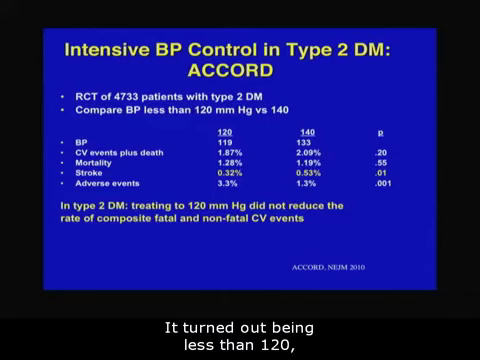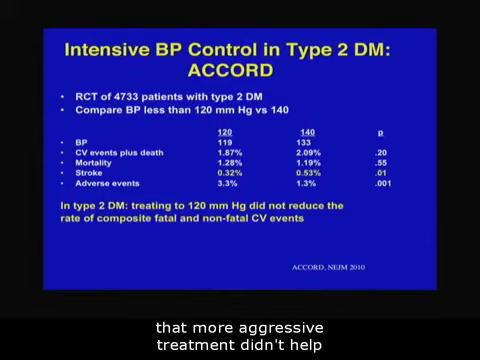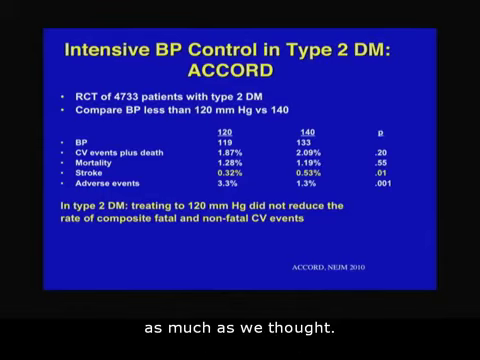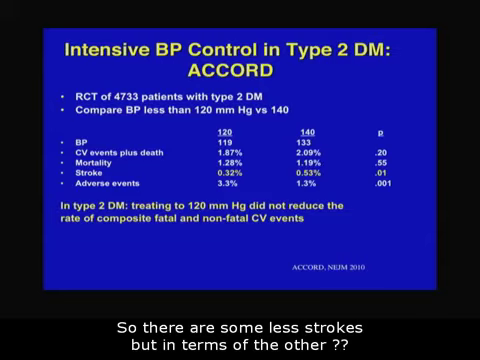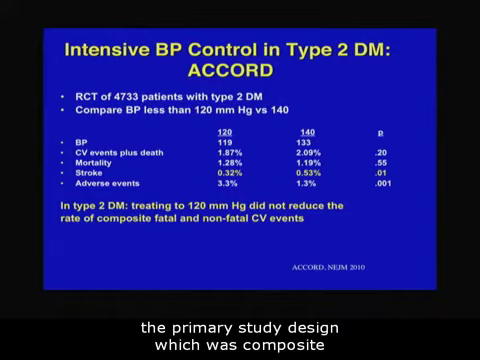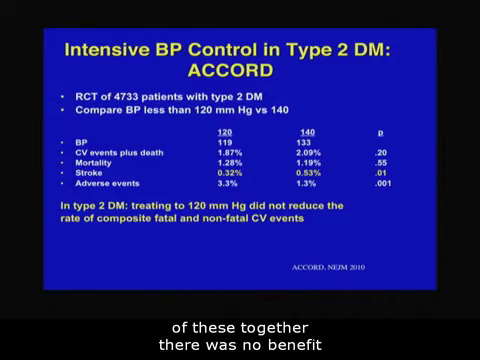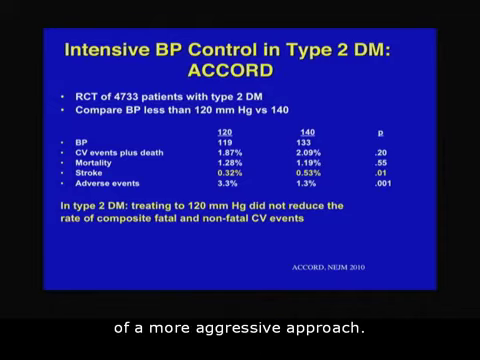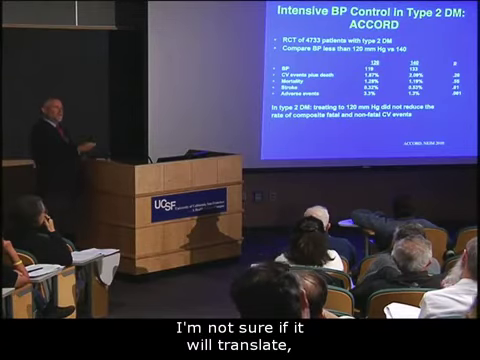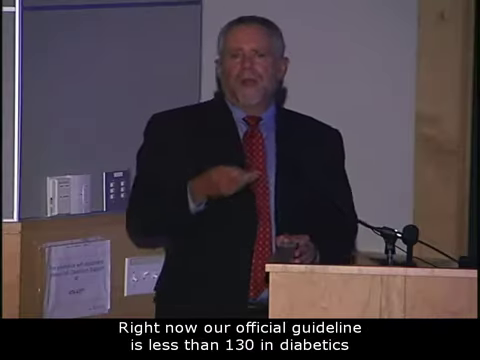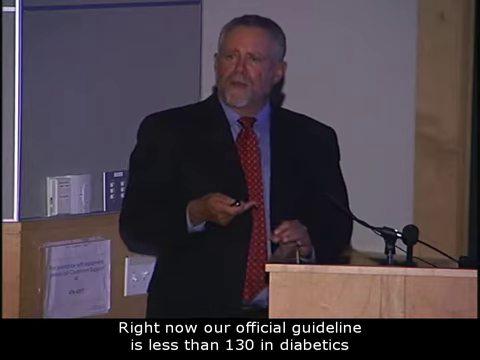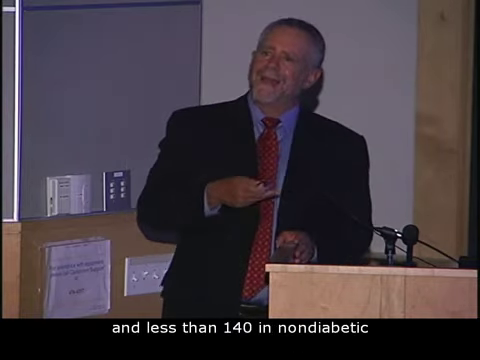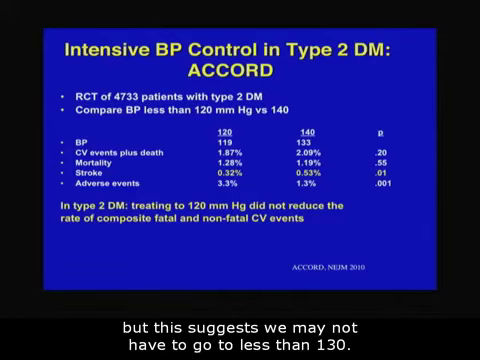And it turned out that being less than 120, that is, that more aggressive treatment, didn't help as much as we thought. So there were some fewer strokes, but in terms of the primary study design, which was a composite of all these things together, there was no benefit of a more aggressive approach. So I'm not sure how this will translate, whether it will change our guidelines or not. Right now, our official guideline is less than 130 in diabetics, less than 140 in non-diabetics. But this may suggest that maybe we don't have to go to less than 130.